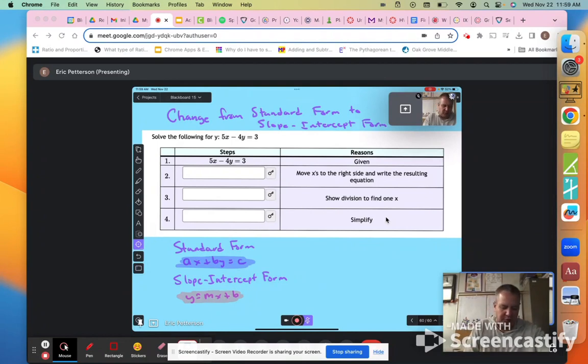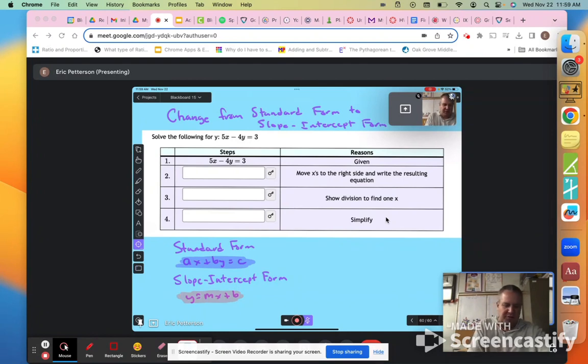So standard form is just going to be ax plus by is equal to c, where a, b, and c are just whole numbers. And this problem that we have here to begin with is a standard form. So it's 5x minus 4y, so my b is negative 4, is equal to 3. And what I have to do is I have to change that to slope-intercept form. So I want it to look like y equals mx plus b. So that's what I'm going to show you how to do. And you're going to do it just by using simple math that you already know how to do.